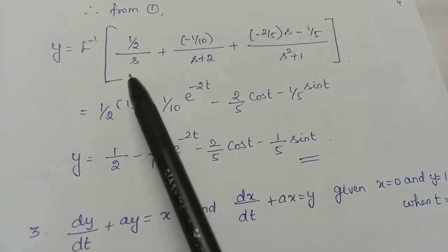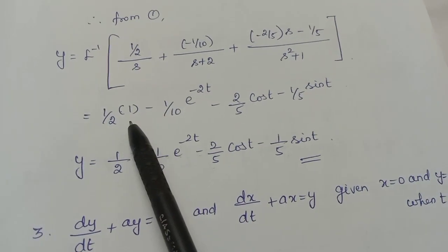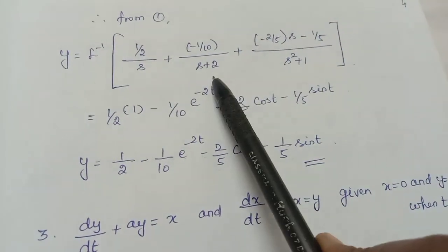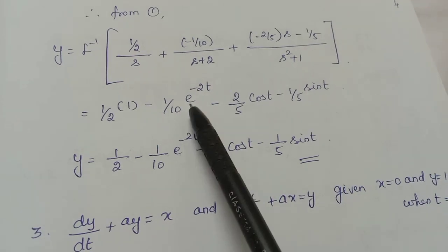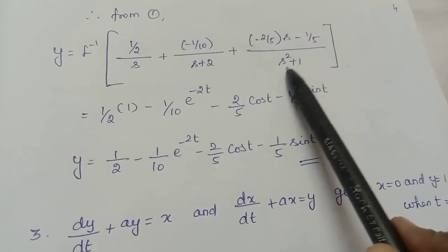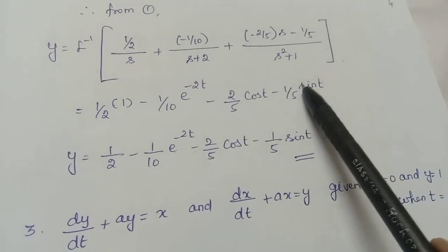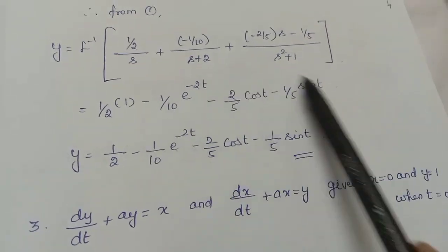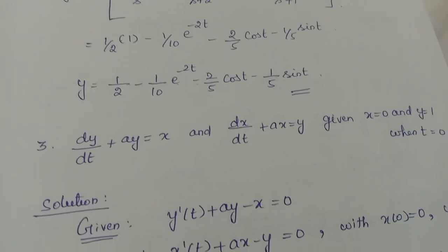So what is the inverse Laplace transform of 1 by s? 1. Minus 1 by 10 into, this is 1 by s plus 2, it is the inverse Laplace transform of e power minus 2t. And then two terms are here. The first term, s by s square plus 1, is cos t. Another one, 1 by s square plus 1, is what? Sin t. So this is the solution for the given differential equation.